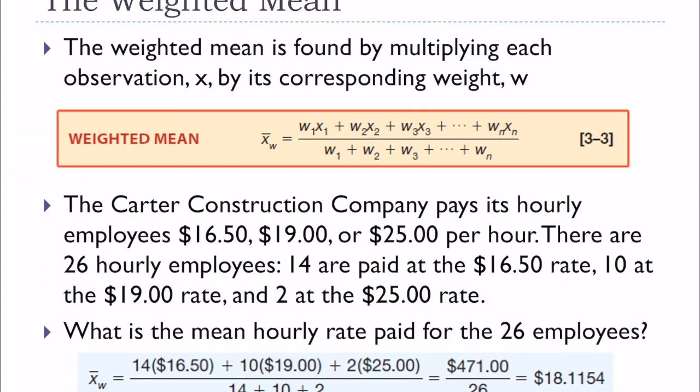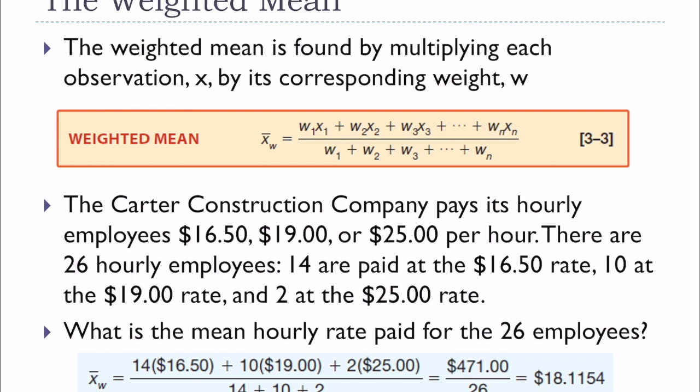All right, so this is not in my other video, so I'll take a moment to talk about a weighted mean. And this is just found by multiplying each observation in our data set by what we call a corresponding weight. And so this example here is talking about a construction company, and it pays its hourly employees either $16.50, $19, or $25 per hour. And then it tells us the breakdown. We have 26 total hourly employees, 14 are paid at the lowest rate, 10 are paid at the 19 rate, and only 2 are paid at the highest rate.